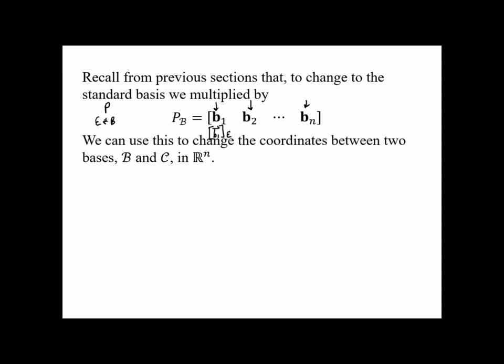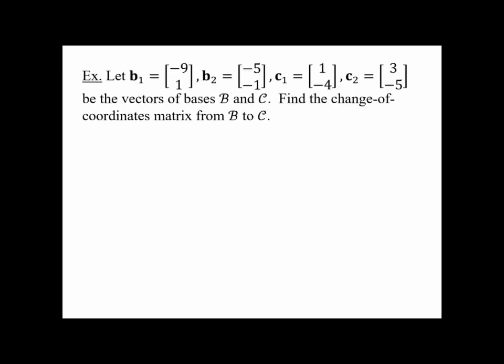So let's consider this situation. We've got two different bases, B and C. B is made up of these two vectors, C is made up of these two vectors. We want to find a change of coordinates matrix from B to C.